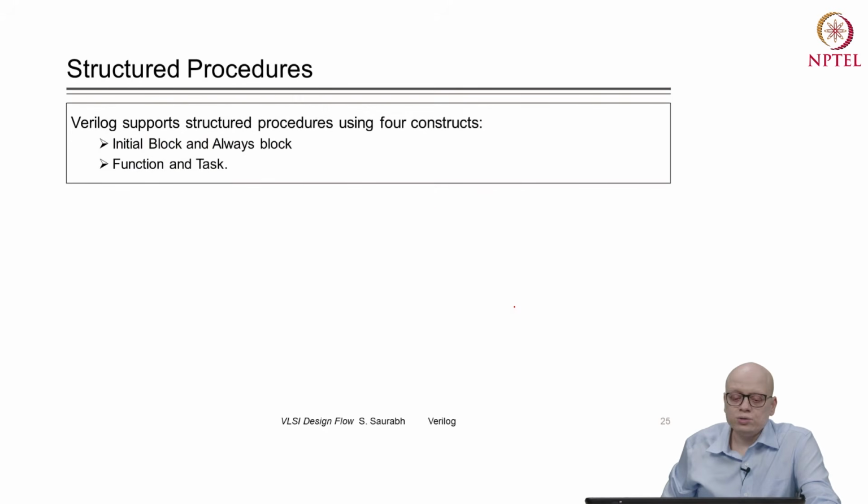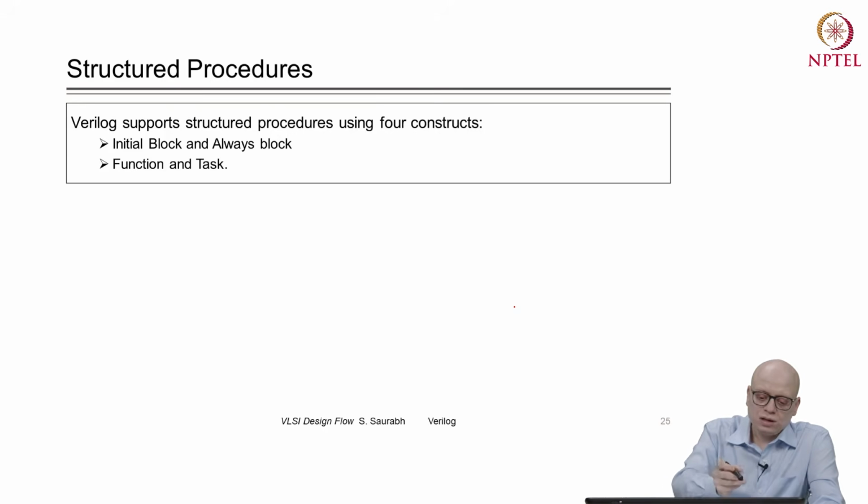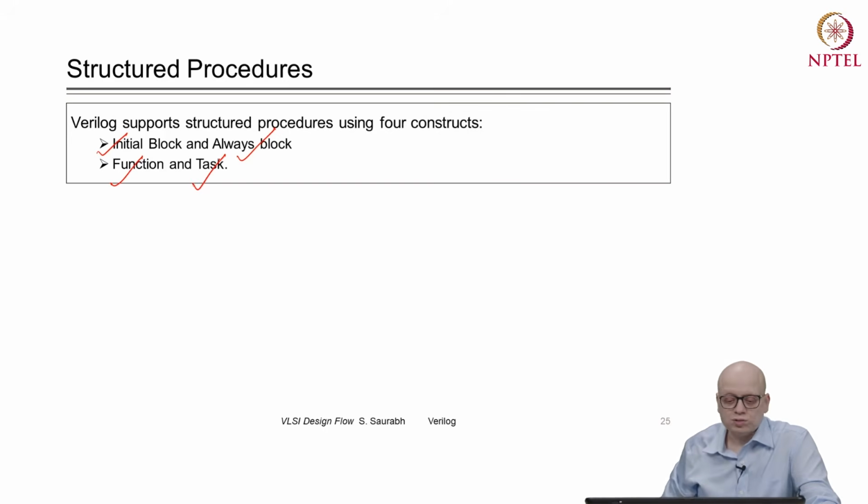Now, let us look into the structured procedures that are available in Verilog. There are 4 constructs for structured procedures. The first one is the initial block, the second is the always block, the third is function and the fourth is task. Now let us look at all of them one by one.